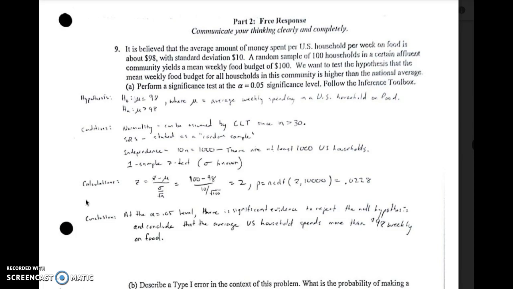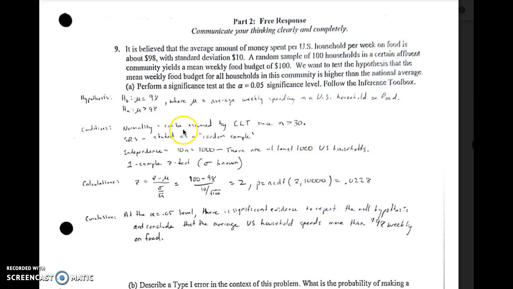So the first step is hypotheses. The null hypothesis is that the mean is 98 versus the alternative hypothesis being the mean greater than 98, where mean is the average weekly spending in a U.S. household on food. Our conditions: normality, SRS, and independence.